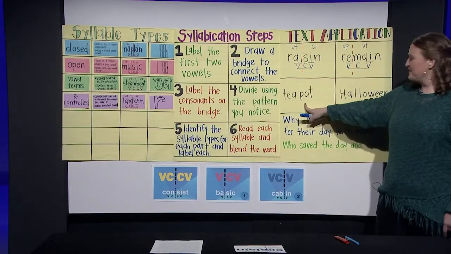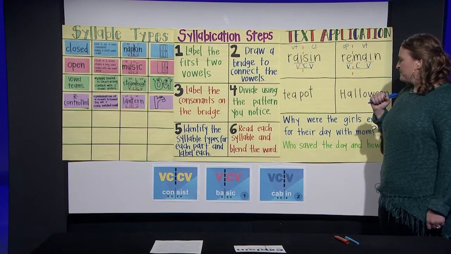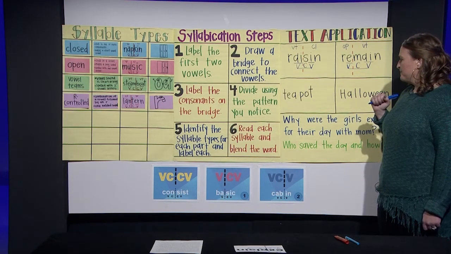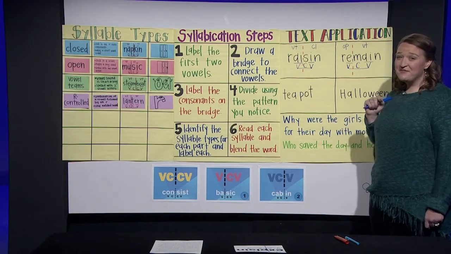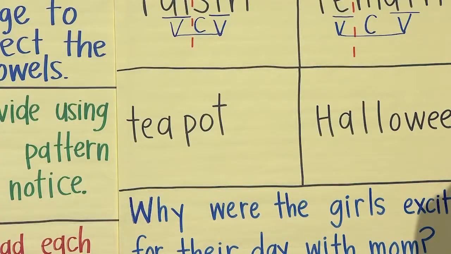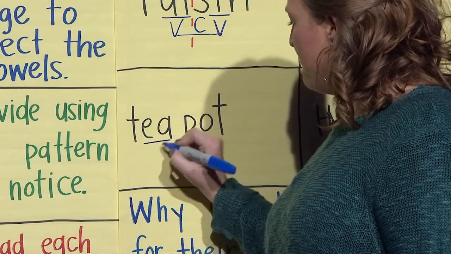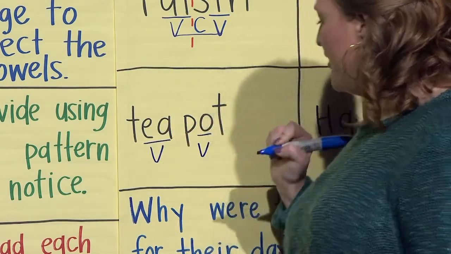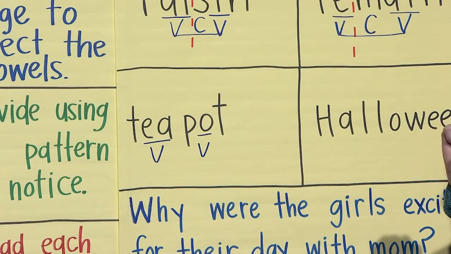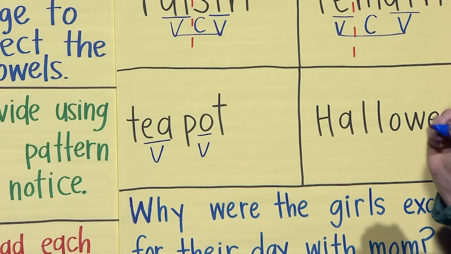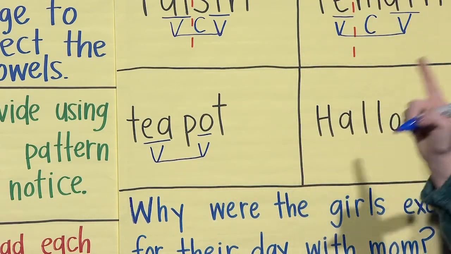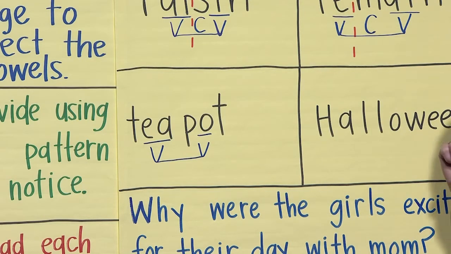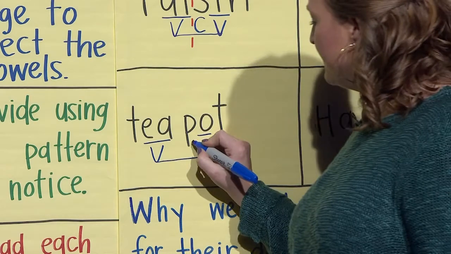Write this word on your paper. All right, step 1. Label the first two vowels. You do that on your paper. I hope you underlined EA as a vowel team and O as the other vowel. Draw your bridge to connect the vowels. Label the consonants on the bridge. I heard you say you only see one consonant. Me too.